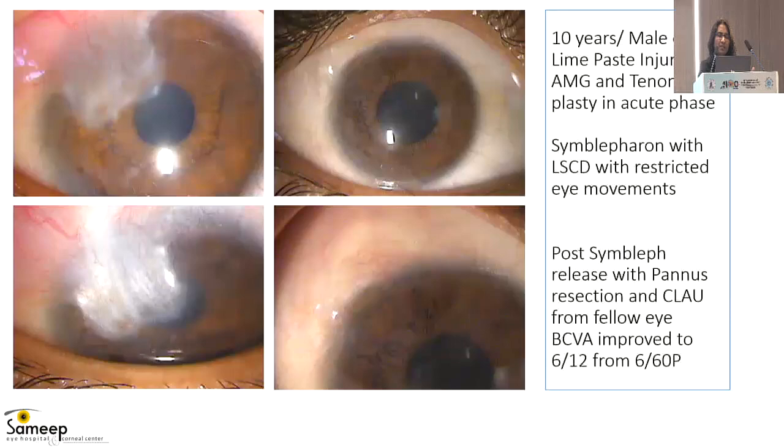This is another case, a 10-year-old male child with lime paste injury. You can see that we did a conjunctival limbal autograft in this case, and the cornea behaves very well. He also had restriction of eye movements.